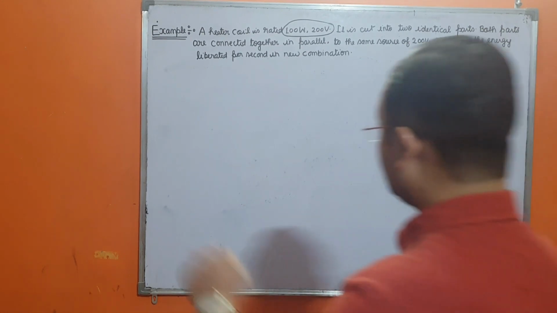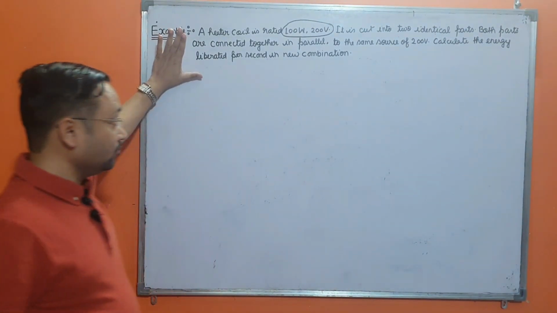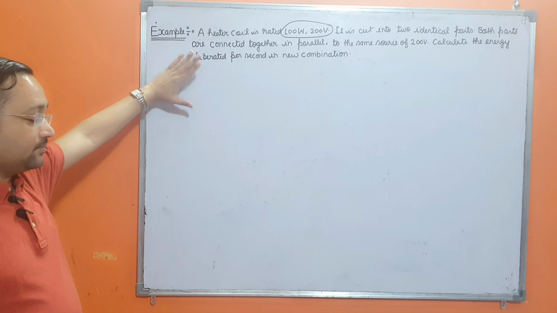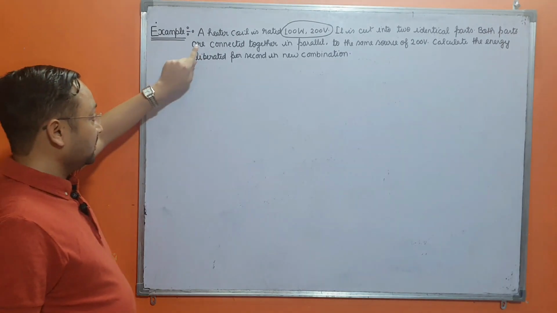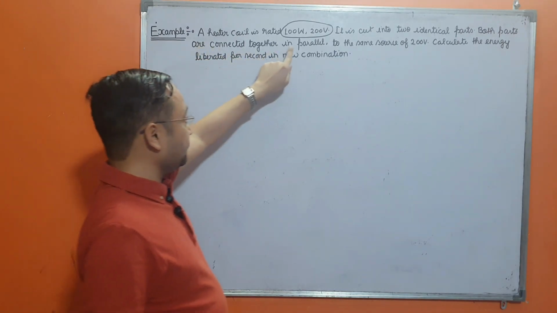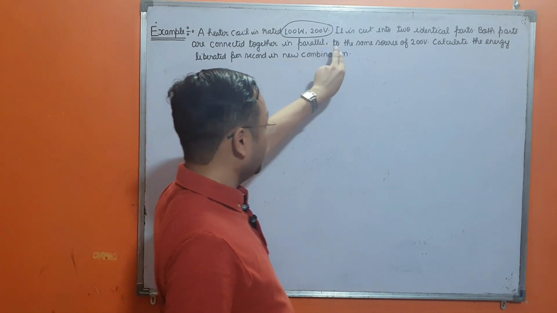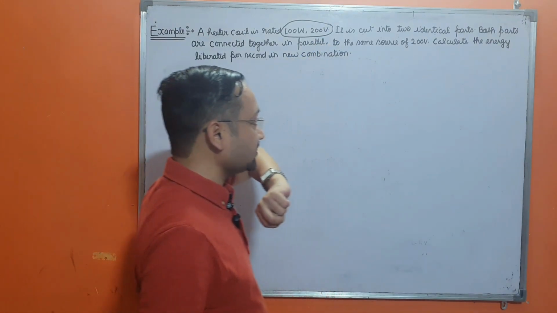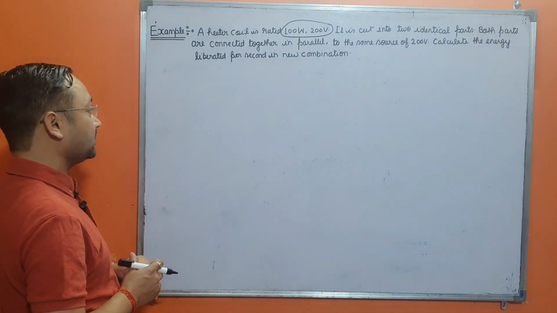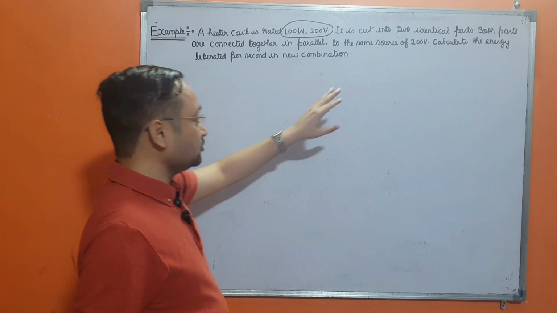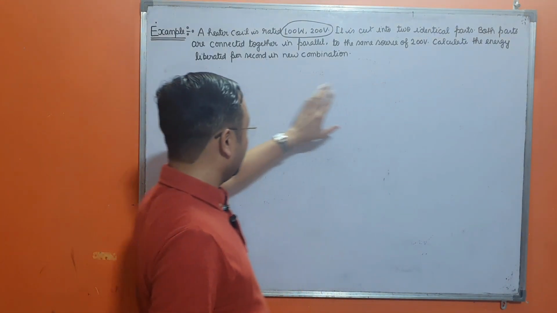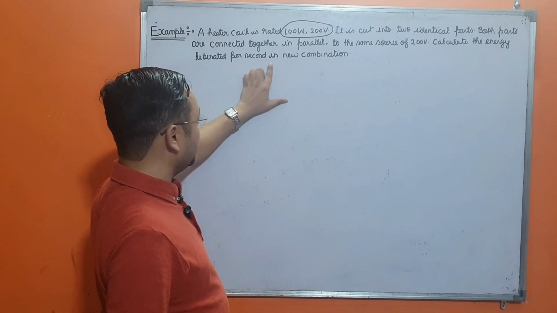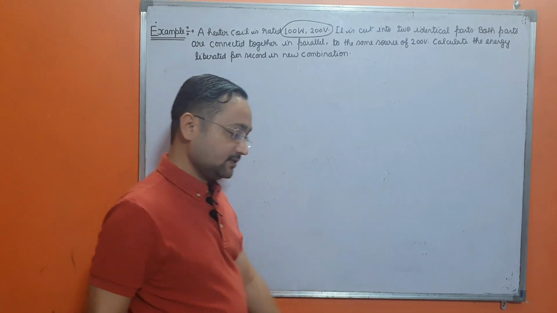Now we come to one numerical which is based on the same concept. A heater coil is rated 100 watt, 200 volt. It is cut into two identical parts. Both parts are connected together in parallel to the same source of 200 volt. Calculate the energy liberated per second in the new combination.